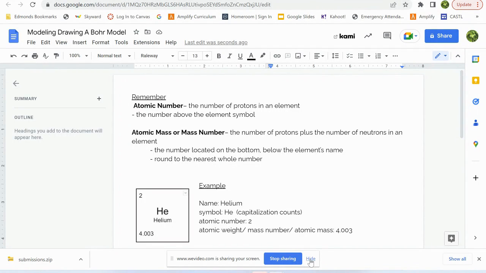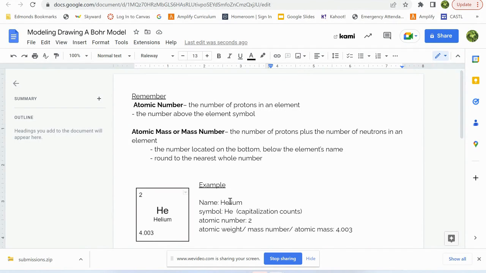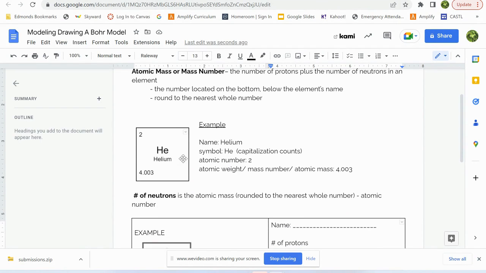Hi, it's Ms. Komiak here, and I just want to go over how to draw the Bohr model of an atom. I think you guys are pretty good at calculating the number of protons, neutrons, and electrons, but I'm going to go over it. So here we have a helium atom.